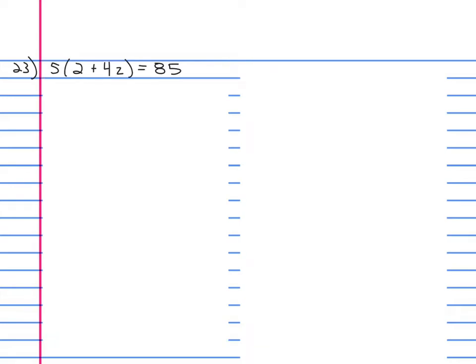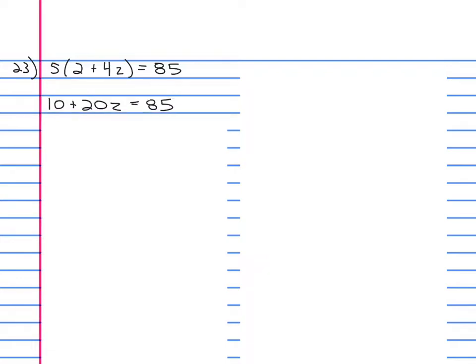All right, let's take a look at number 23. What are we doing here? Well, we're solving and then checking, and the thing that we need to do with this one is to distribute first. Okay, 5 times 2 is 10, 5 times 4z is 20z. Okay, 10 plus 20z, and it still equals 85.